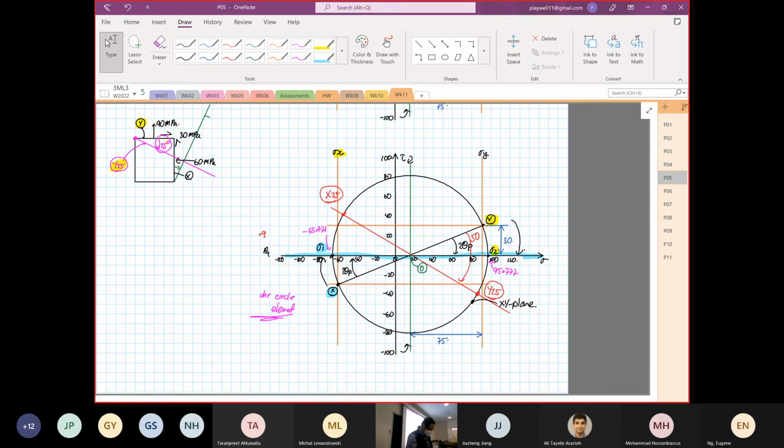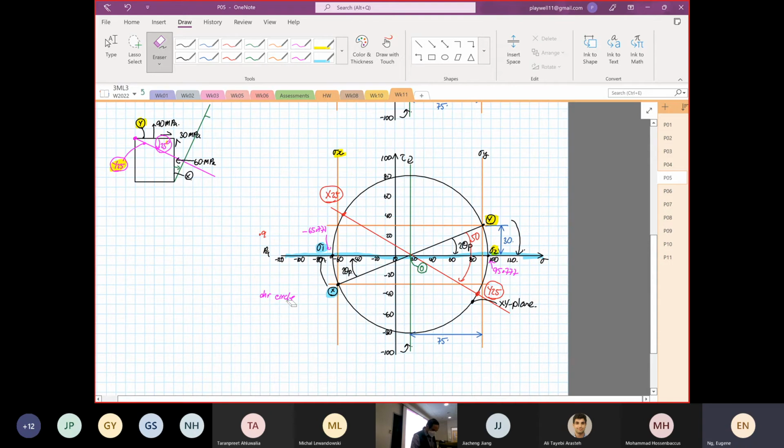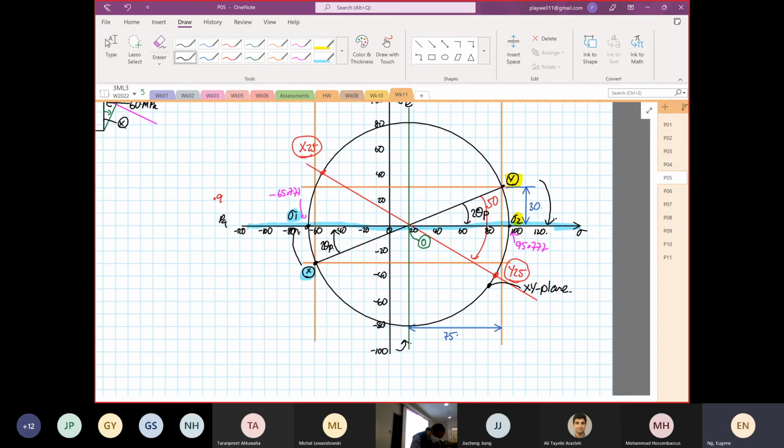Right. So now we are going to determine what is our normal stress Y25 and shear Y25. We are going to determine what is our normal X25 and our shear X25. Okay, we're going to determine that now. Before we determine that, we need to find our angle over here.